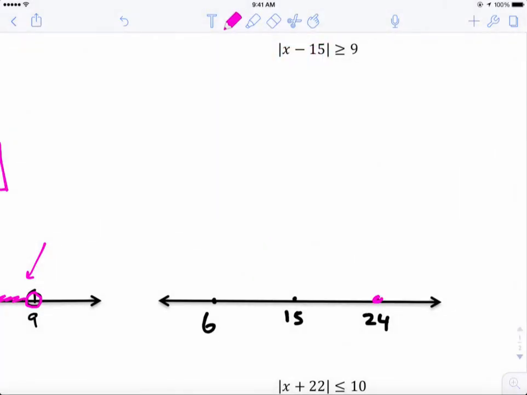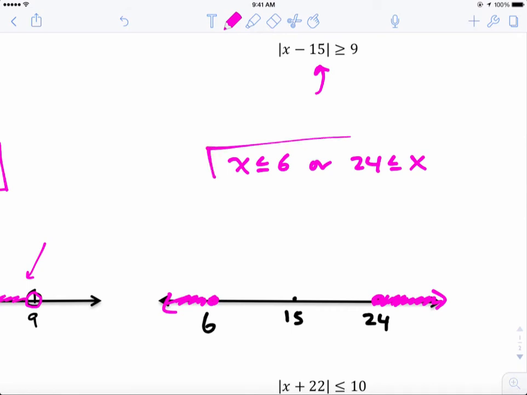And we're looking for numbers that are 9 units away or greater than 9 units away. Exactly 9 units away and greater than 9 units away. Here's your solution set to this inequality right there. All right, how would we write it algebraically? You could say x is less than or equal to 6, or 24 is less than or equal to x. I think that is going to be the best way to write it algebraically. Once again, all about distance on the number line.